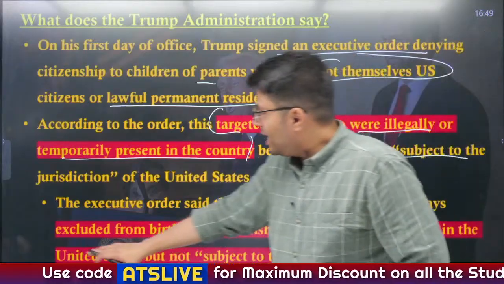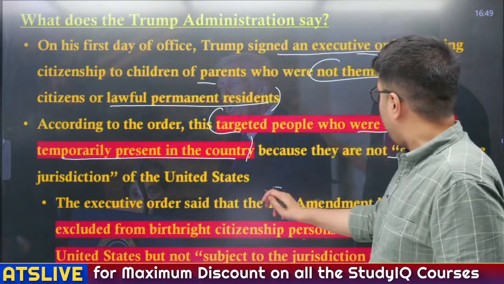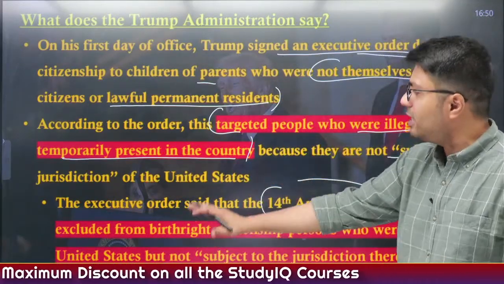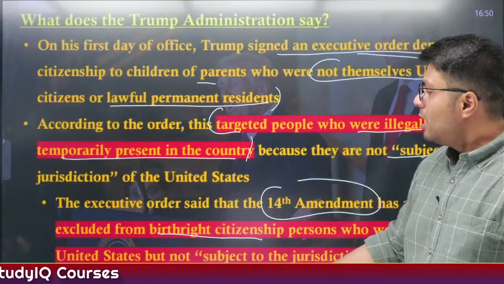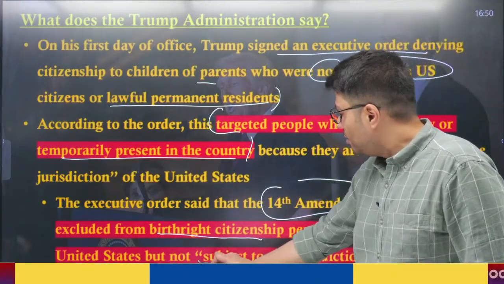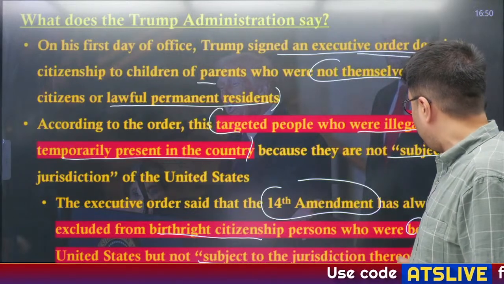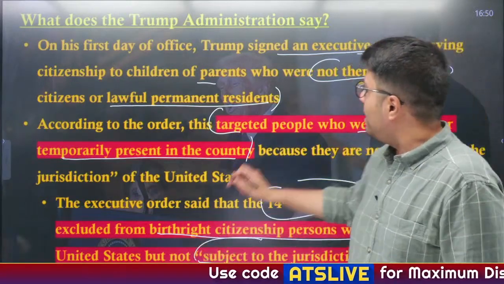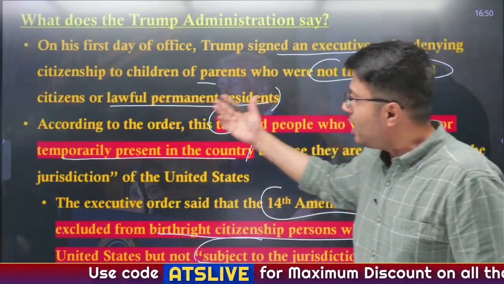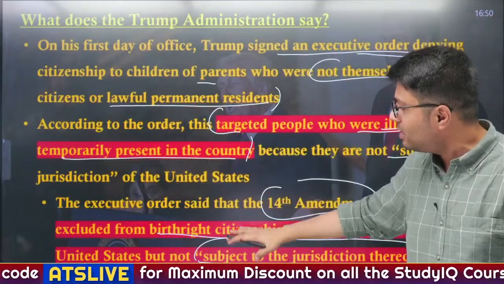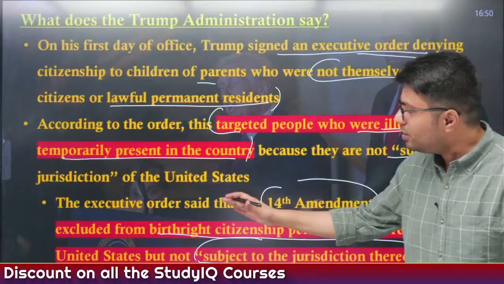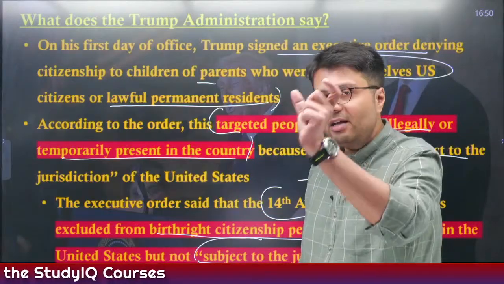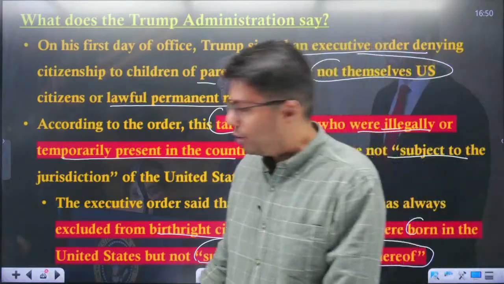So the executive order said that the 14th Amendment has always excluded birthright citizenship to those who are not subject to the jurisdiction of the US government, like the ones who are illegally staying in the US and the ones who are temporarily present in the US. They are automatically excluded from citizenship. So this was a reinterpretation of an existing provision of the US Constitution.